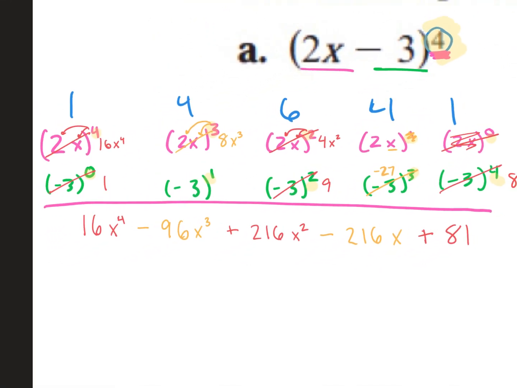So again, notice here that we started with a minus in the middle, so our signs alternate. It goes plus, minus, plus, minus, plus. This is our answer.